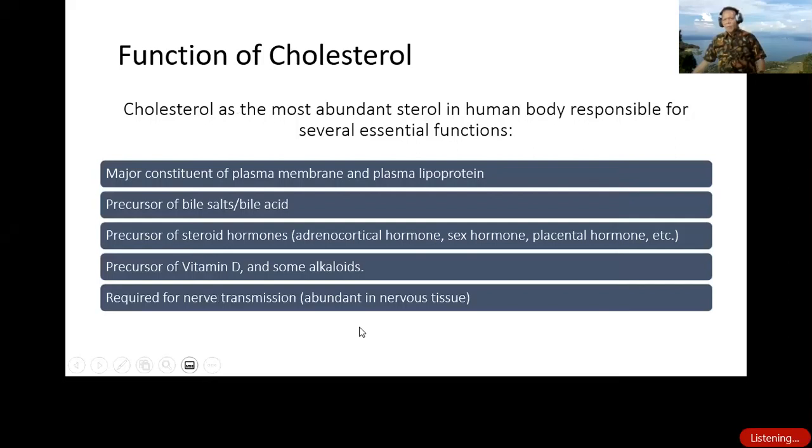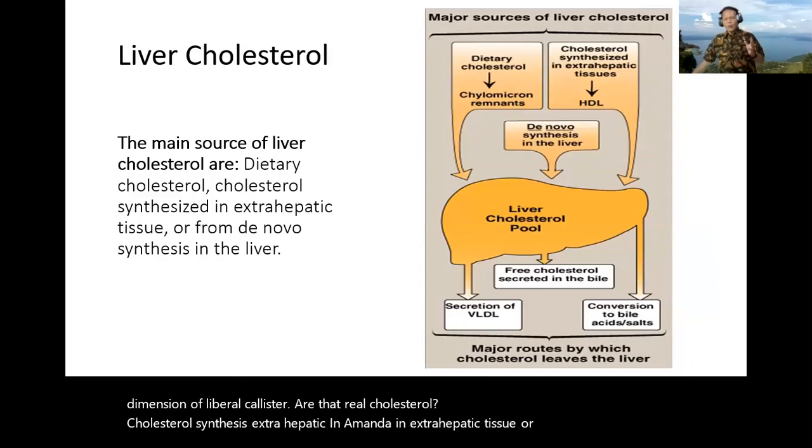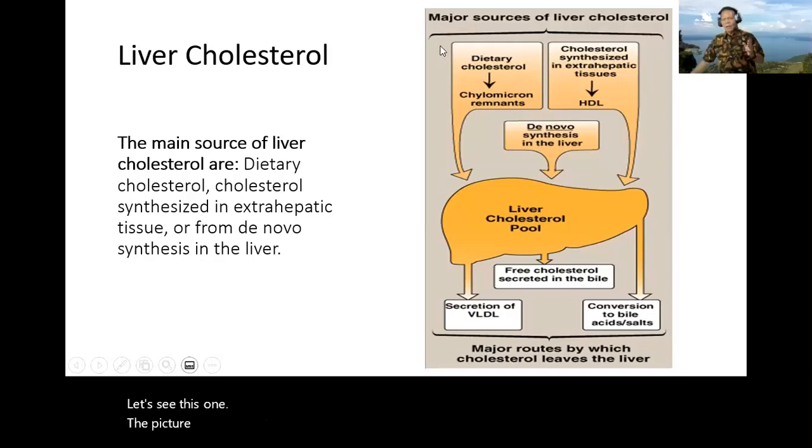Now let's see liver cholesterol. The main sources of liver cholesterol are dietary cholesterol, cholesterol synthesized in extrahepatic tissue, or de novo synthesis in the liver. Let's see this picture, the right side. This is the major source of liver cholesterol, and from this side, the major routes by which cholesterol leaves the liver.